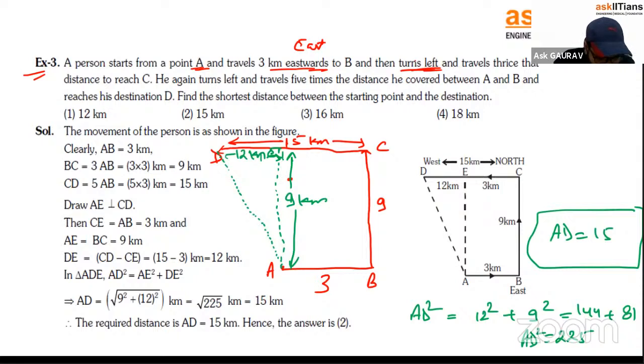Okay, Ritik, is that clear? Jatin, Arshia, Aditya. Okay, guys. So the distance will be 15 kilometers. Is that clear or not? Nandini, Aditya. Okay.